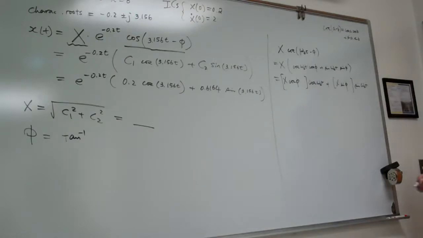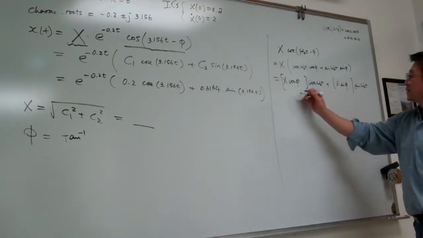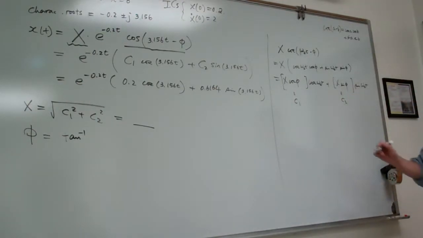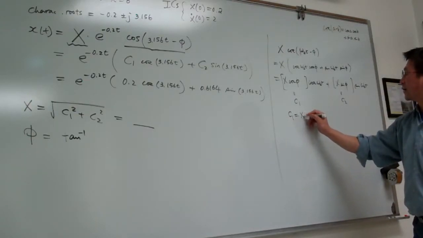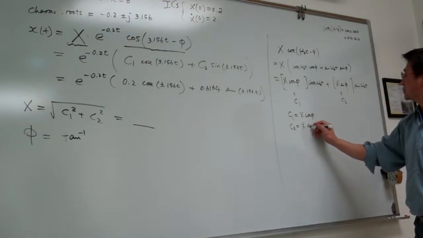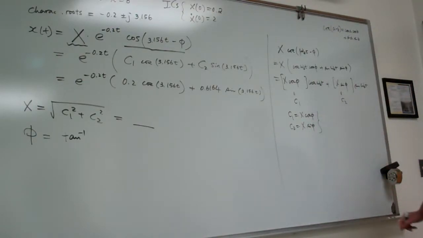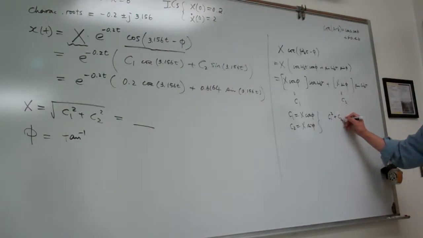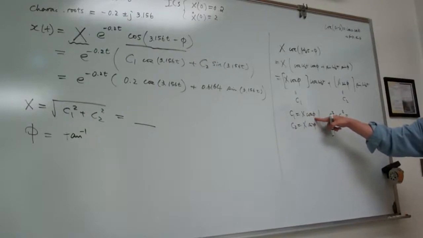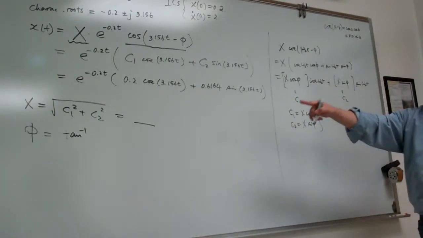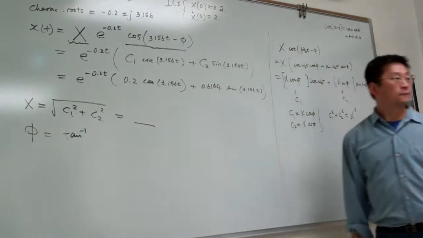Under these situations, you can see from here this is our C1, right? And this is our C2. So we have such relations here: C1 equals capital X cosine phi, and C2 equals capital X sine phi. So from here, we take the square, C1 squared plus C2 squared equals this term squared plus this term squared, that is capital X squared. That is how I know that equation.